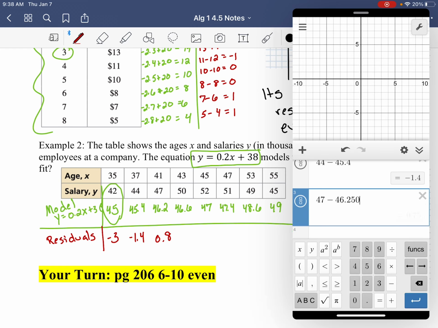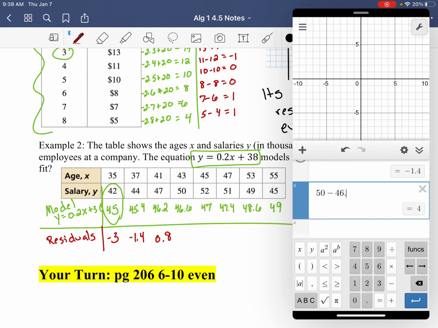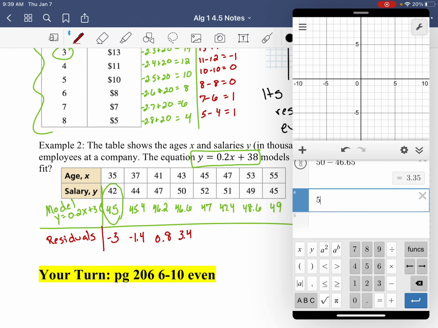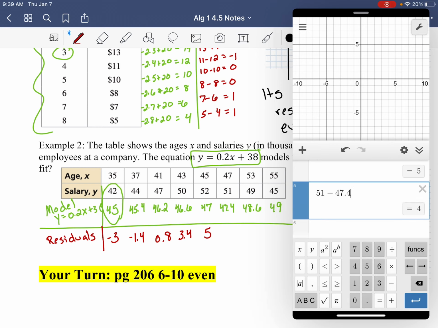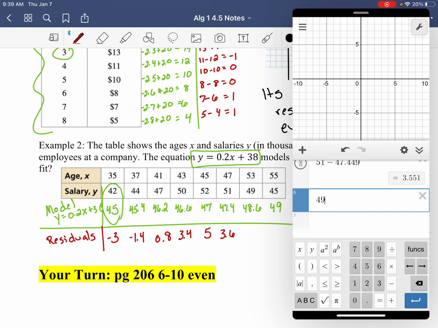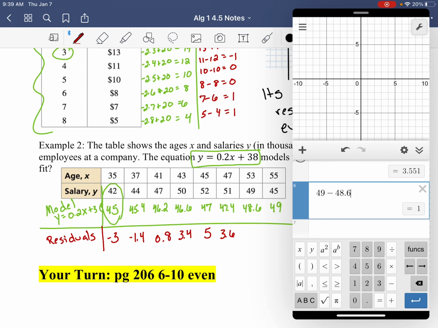50 minus 46.6, 3.4. 52 minus 47 is 5. 51 minus 47.4, we could have done that one in my head, 3.6. 49 minus 48.6 is 0.4. And then 45 minus 49 is negative 4. Typo.